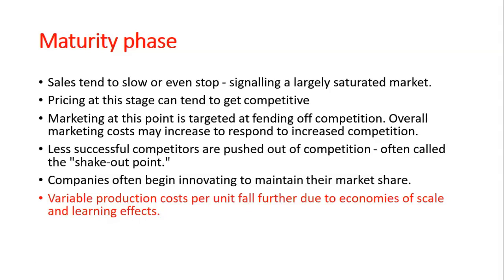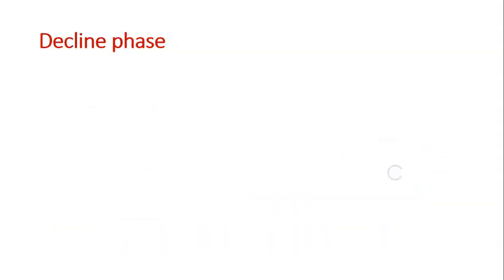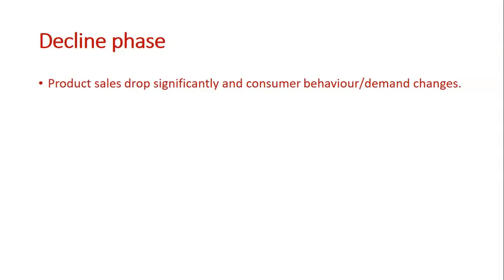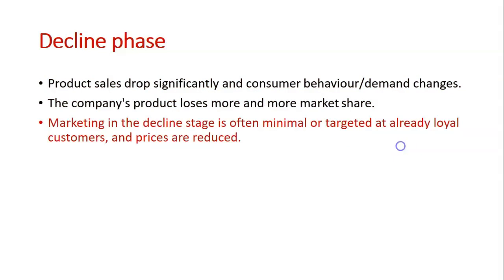So overall, at this stage, we reach the peak, the highest point in terms of revenues, maybe lowest in terms of cost, but we are struggling to increase that point, and we are struggling to increase the profit, and the profit started to decline as we entered the next phase, which is the decline phase. In the decline phase, product sales drop significantly and demand decreases. The company's product loses more and more market share.